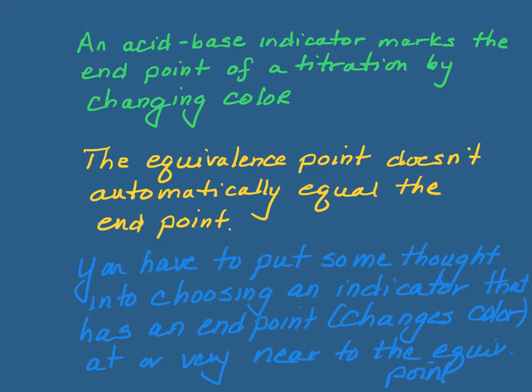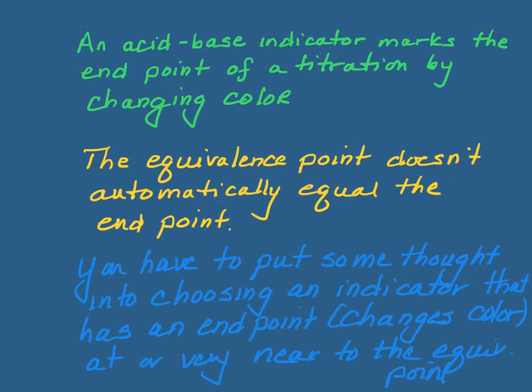So in this video, we're going to look at choosing the proper indicator for your titration. An acid-base indicator marks the endpoint of a titration by changing color. So the endpoint is defined as when the indicator changes color. The equivalence point doesn't automatically equal the endpoint. The equivalence point is when the reaction is just done. Ideally, we would like the endpoint and the equivalence point to be the same. We want the indicator to change color when the reaction is done.